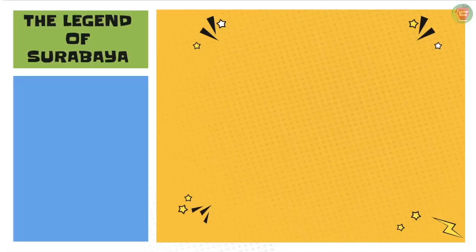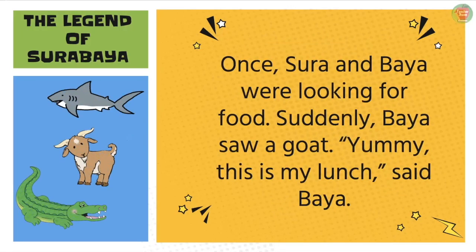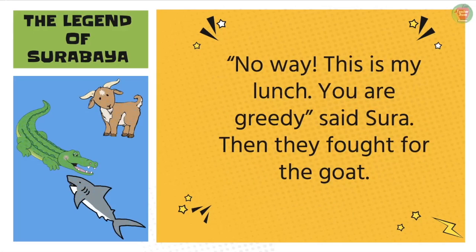The Legend of Surabaya. A long time ago, there were two animals, Sura and Baya. Sura was a shark and Baya was a crocodile. They lived in the sea. Once Sura and Baya were looking for food, suddenly Baya saw a goat. "Yummy! This is my lunch," said Baya. "No way! This is my lunch. You are greedy," said Sura. Then they fought for the goat.